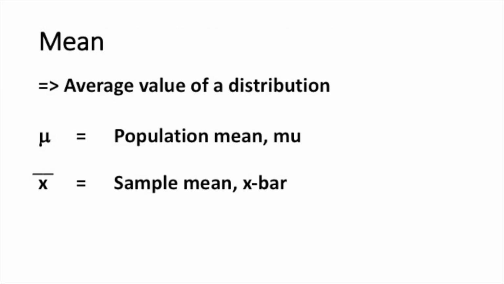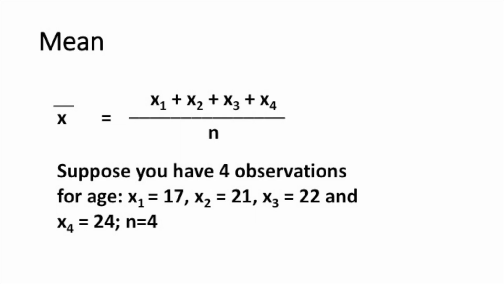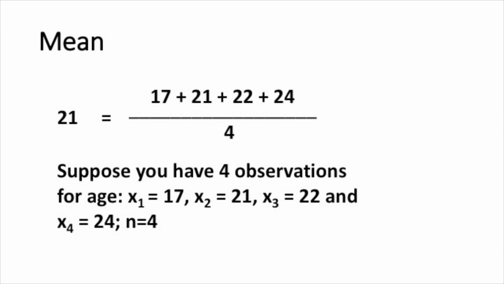The mean is the average value of a distribution. A population mean uses the notation mu, while x bar is used to indicate the mean of a sample. The mean is calculated by adding together the numerical values of your variable and then dividing by the number of observations. Let's say you have 4 observations for a person's age, and the values are 17, 21, 22, and 24 years old. If you add these values and divide by 4, which is the number of observations, you get a mean value of 21 years old.